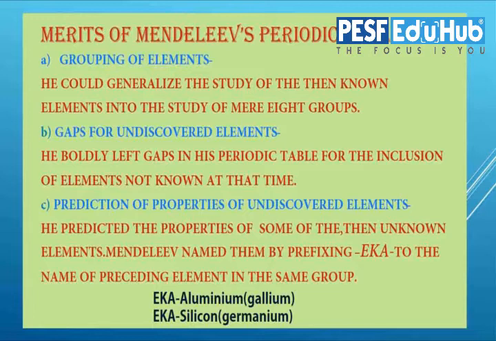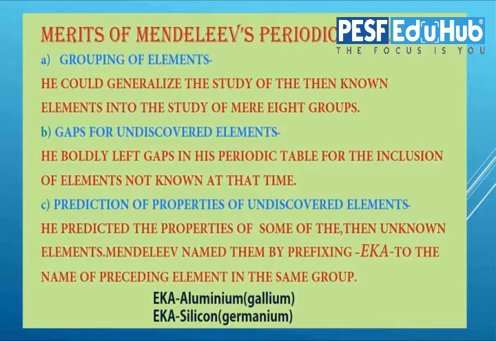For example, let us take the case of a few elements. The elements for which he left gaps, he named using the prefix eka. So, he predicted the properties of some of the then unknown elements. Mendeleev named them by prefixing eka to the name of the preceding element in the same group. For example, eka aluminium.